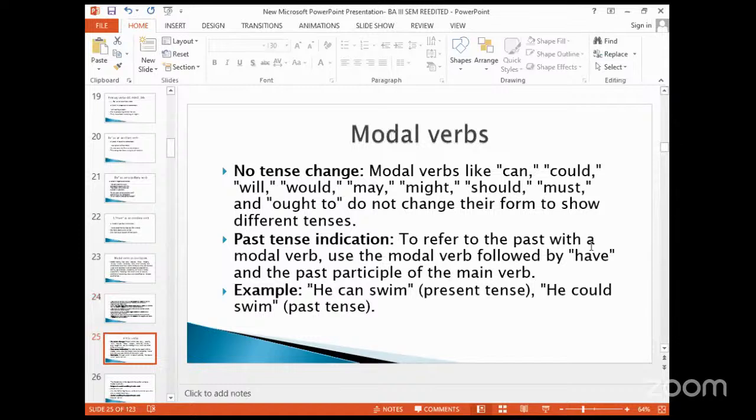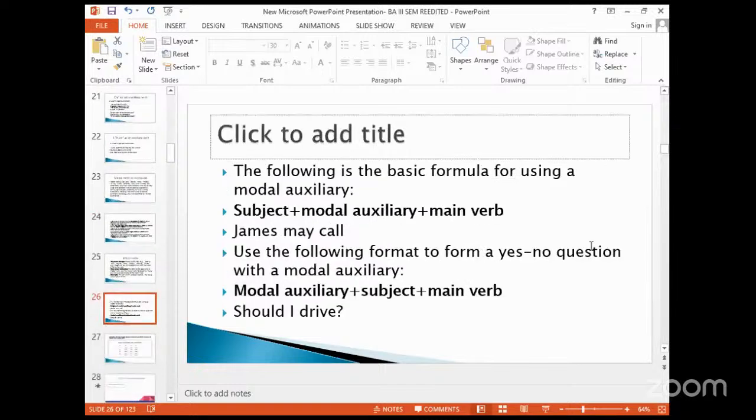Modal verbs like can, could, will, would, may, might, should, must, and ought to do not change their form to show different tenses. Past tense indication, that is, to refer to the past with a modal verb, use the modal verb followed by have and the past participle of the main verb. Example: he can swim, that's the present tense. That he could swim is the past tense. Right.